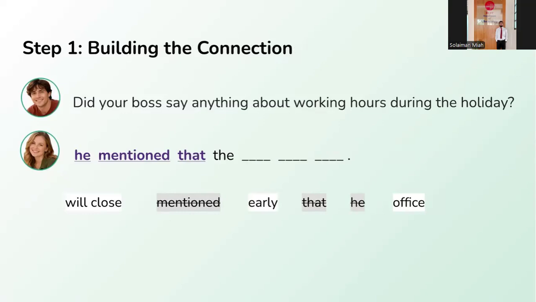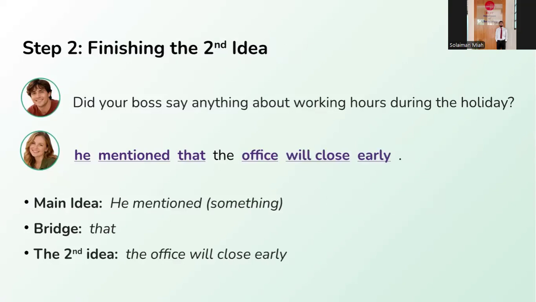What did the boss do? Notice that there's not only a verb mentioned among the answer choices, but also a that. And mention that is how we're going to connect the main idea of the sentence to the additional information of the second idea. He mentioned that. After that, we build the second idea. The office will close early. So our full sentence is, he mentioned that the office will close early. Notice how that is being used to connect two ideas here. The main idea is, he mentioned something, and the extra information is, the office will close early. The word that is the bridge between them.